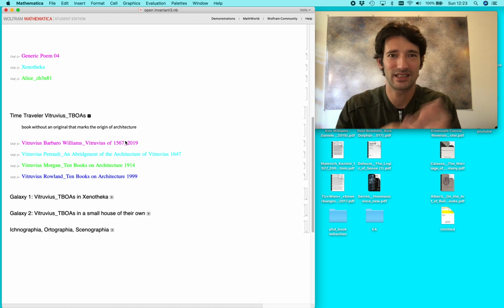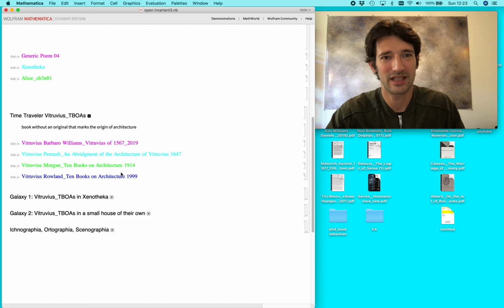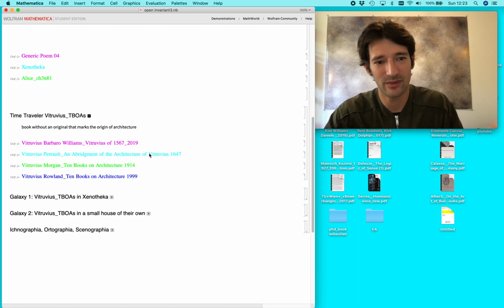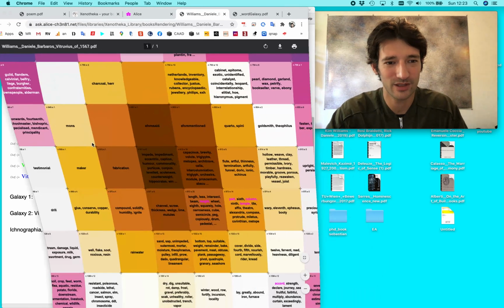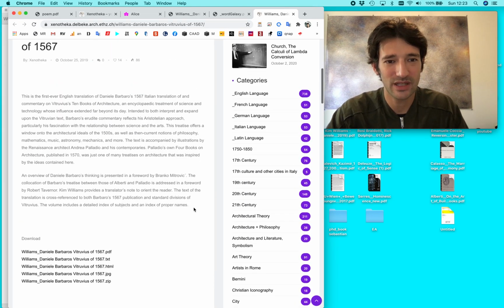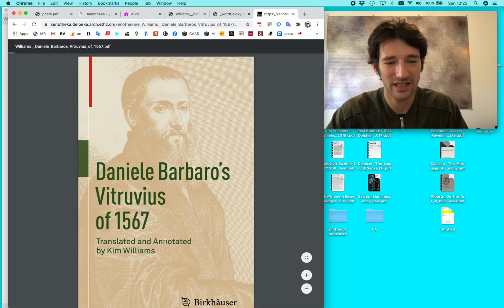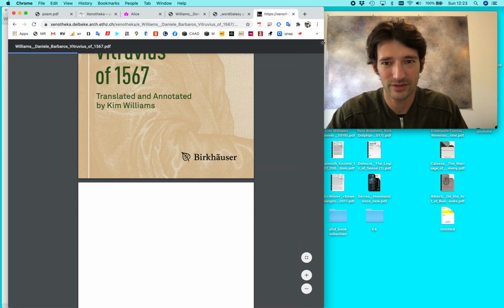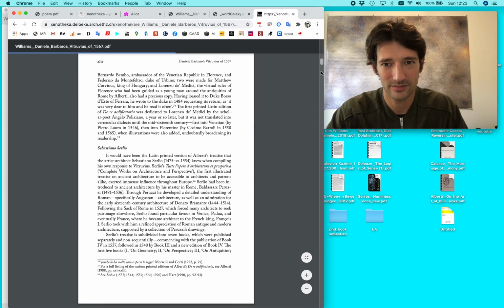So I love this kind of game. And here all these translations are different. Then we have the abridgment of architecture from a kind of classical era. We have two 20th century translations. Let's look at them in detail just to see what kind of books they are. It's very funny to see. If we are with Barbaro's translation of Vitruvius, if we just go a little bit down.